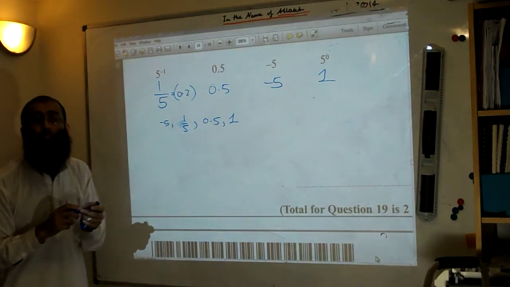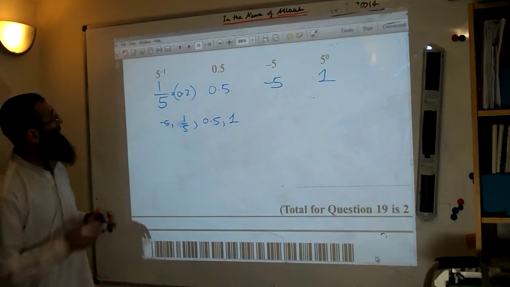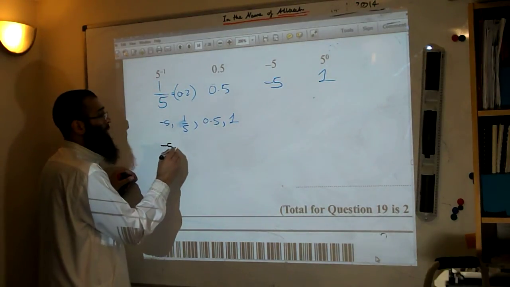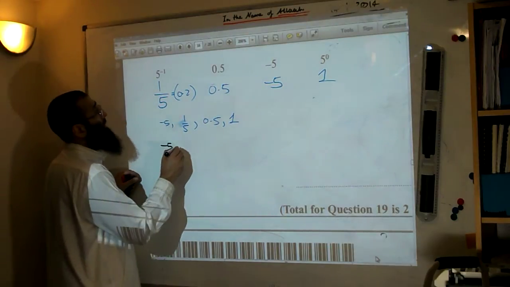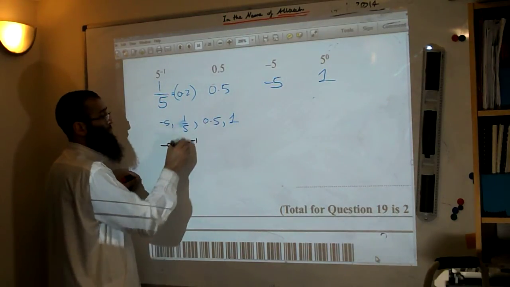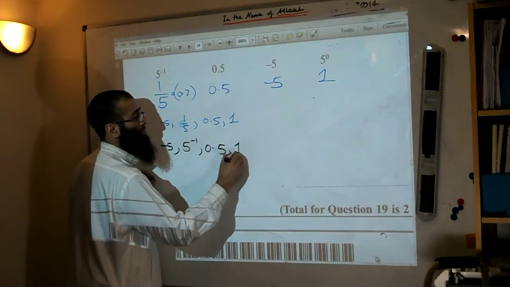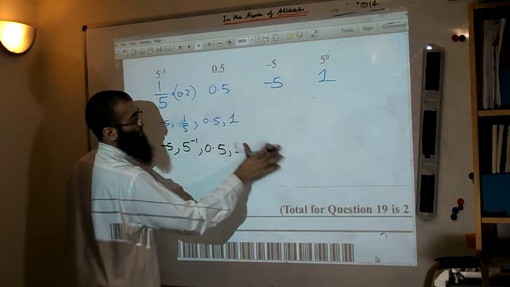Now, this is my rough answer. We have to replace this with the original values. So, Ramiz, was minus 5 originally minus 5? Yes. What was 1/5 originally? 5 to the power of minus 1. Lovely, that was originally that. 0.5, was that originally 0.5? Lovely, and 1 was originally 5 to the power of 0. Okay, thank you.